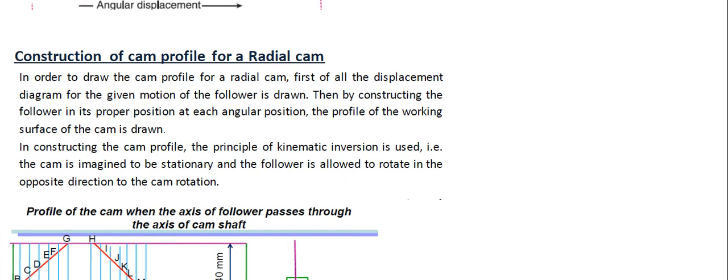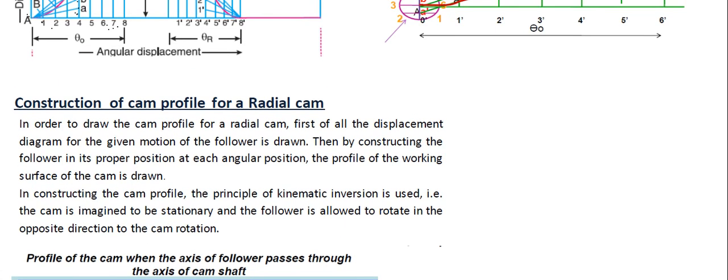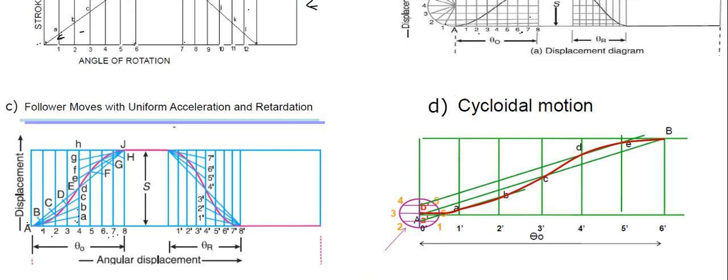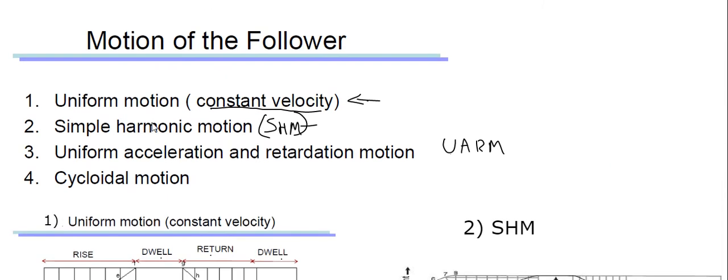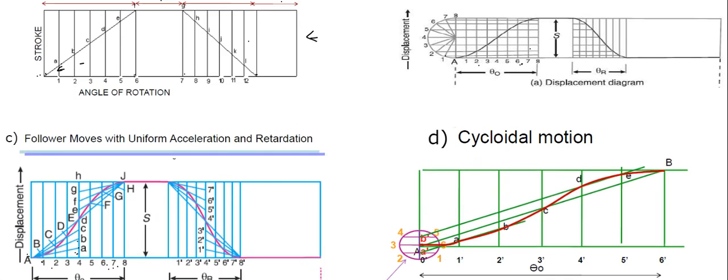Okay. So first, let's see how to draw a cam profile. In order to draw a cam profile, basically of a radial cam, which is the easiest one, we have to first draw the displacement diagram. The displacement diagrams are these ones. To draw the displacement diagram, you should know what type of motion the follower is having, whether it is uniform motion, SHM, UARM, or cycloid. According to that only we can draw the displacement diagram.